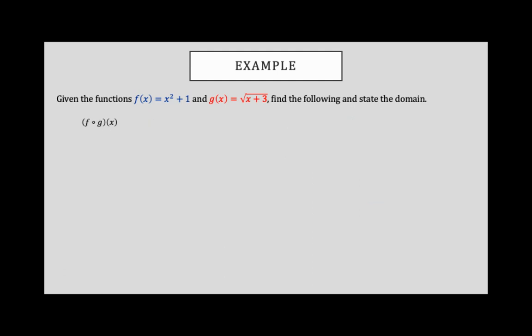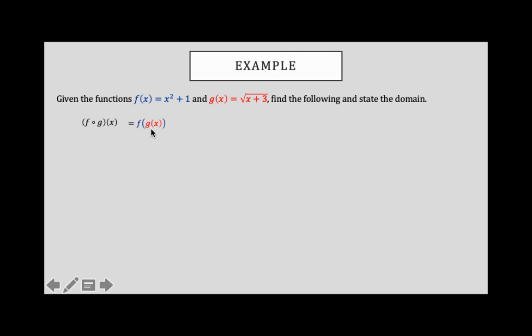All right, same functions. Now let's find f of g of x. Again, open circle means "of." This means we are taking the function g of x and plugging it into the function f of x. So first thing we write down is f of g of x. Now we can begin to replace a few things. Work from the inside out.